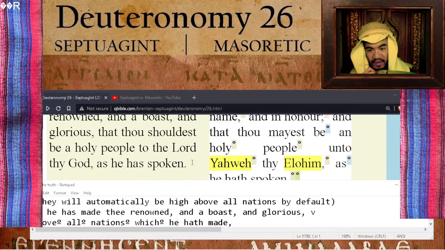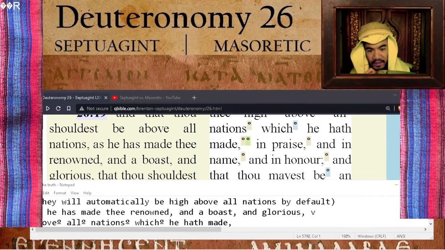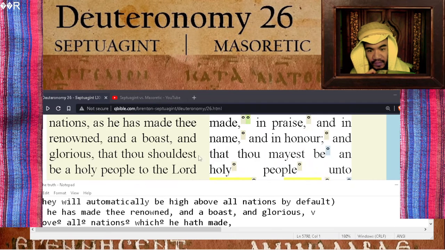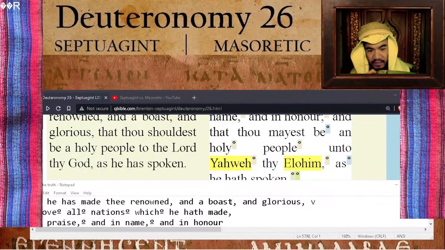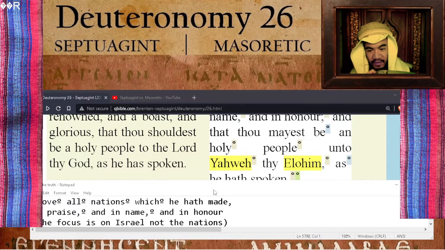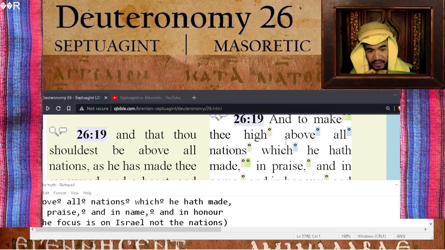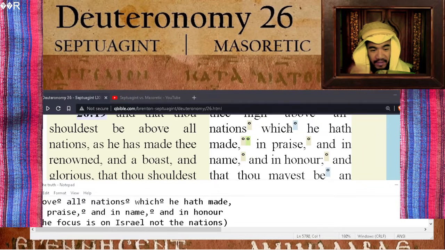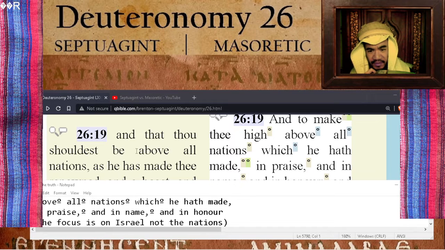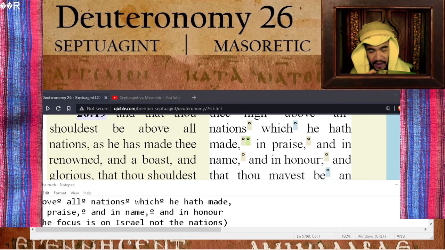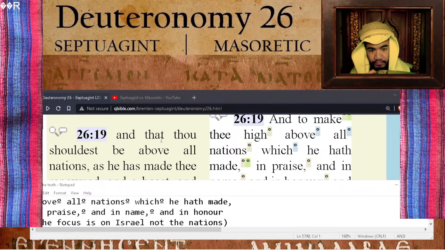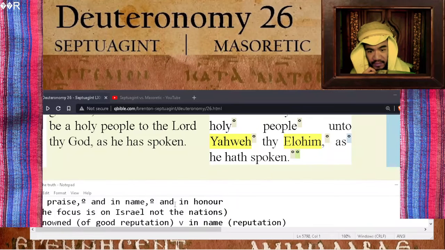As he has made you renowned and a boast and glorious, versus above all nations which he has made, in praise and in name and in honor. So the focus here is on Israel and not the nations. So the Masoretic, it's focusing on the nations. It's saying that he made these nations in praise and in name and in honor. Perhaps that's one way you can interpret it, but in the Septuagint, it's clearly saying that he has made you, Israel, renowned and a boast. So the focus is on Israel. It's pretty clear. That's what's happening here.